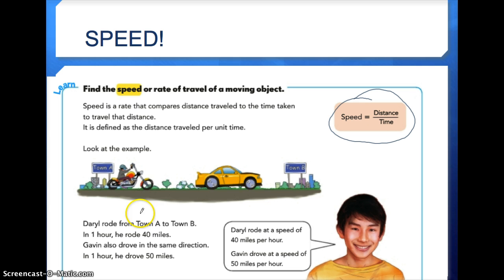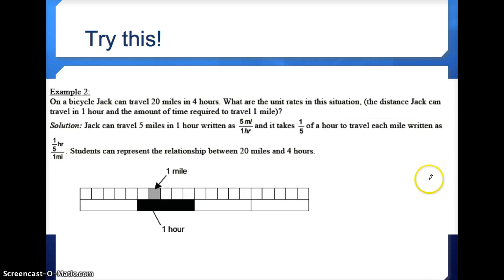So Daryl rode from town A to town B. In 1 hour, he rode 40 miles. Gavin also drove in the same direction. In 1 hour, he drove 50 miles. So Daryl drove at a speed of 40 miles per hour, whereas Gavin drove at a speed of 50 miles per hour. And that is the speed that they went. Okay, so let's look at another problem.